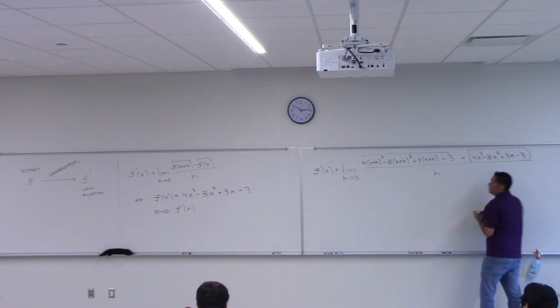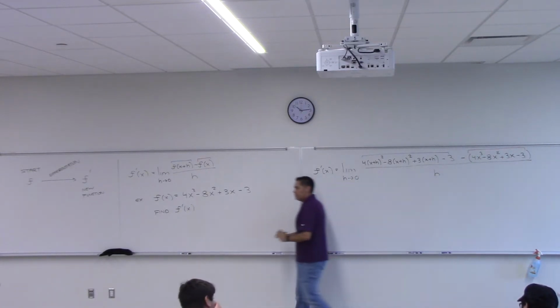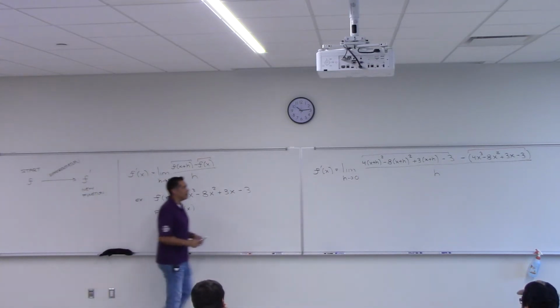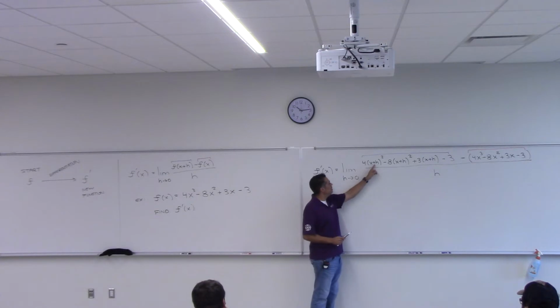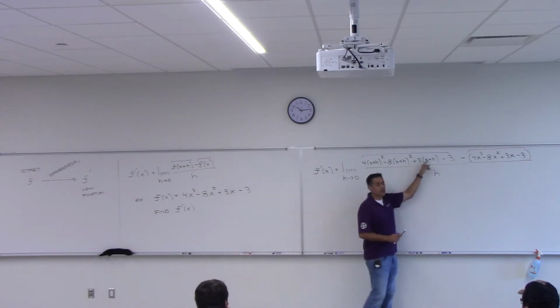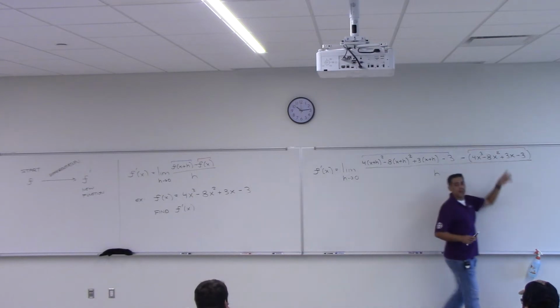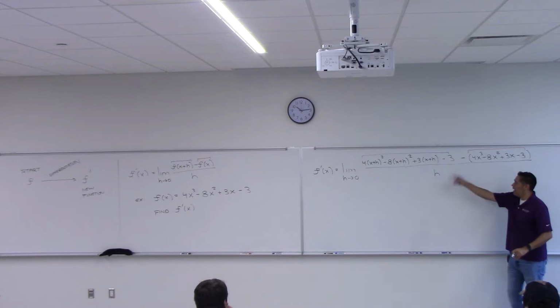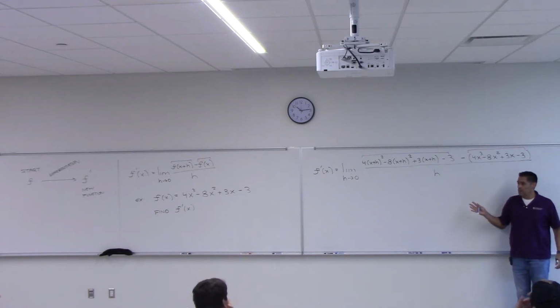And then we would be in for some algebra at this point. We would have to do a lot of work here. We'd have to expand this, multiply 4 through, expand that, multiply negative 8 through, distribute the 3 through, distribute the negative through, put things together, see what cancels, see if an h goes away. That's what we would do.